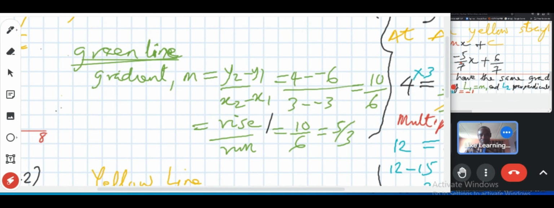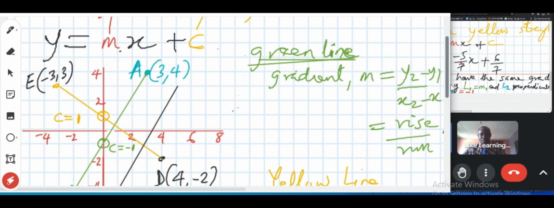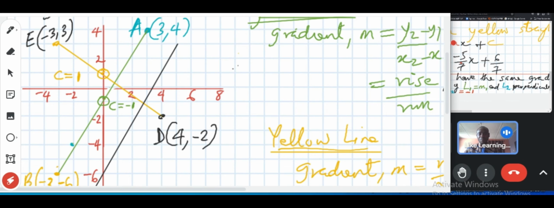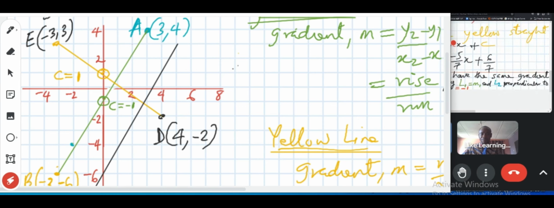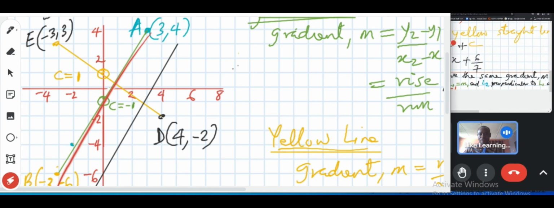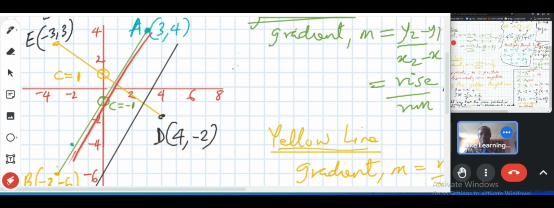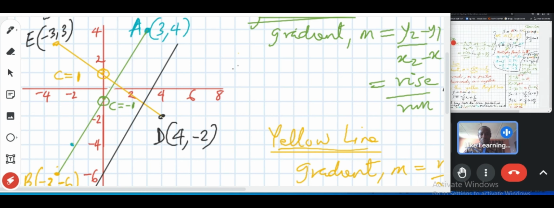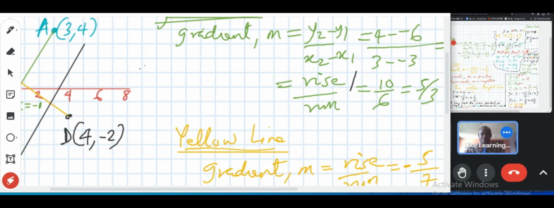Alright, let's see. Back to that graph, you may want to zoom in to 100 to full page so that you'll be seeing the graph together with everything. So the gradient of the green line. What's the gradient of the green line we found earlier? 5/3. The gradient of the green line is 5/3.